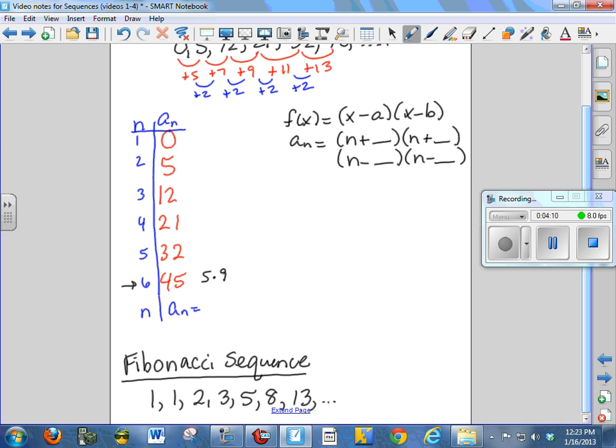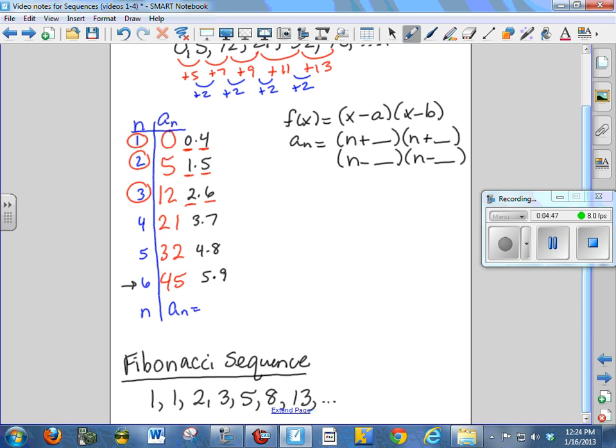If we look at 32, 32 is 4 times 8. Ooh, 21, 3 times 7. 12, 2 times 6. 5, 1 times 5. And for the sake of following the pattern, we could say 0 is 0 times 4. Since there are two numbers being multiplied together, let's look at both numbers and how they are related to the term number. So we have 0 and 4 related to 1, 1 and 5 related to 2, 2 and 6 related to 3.